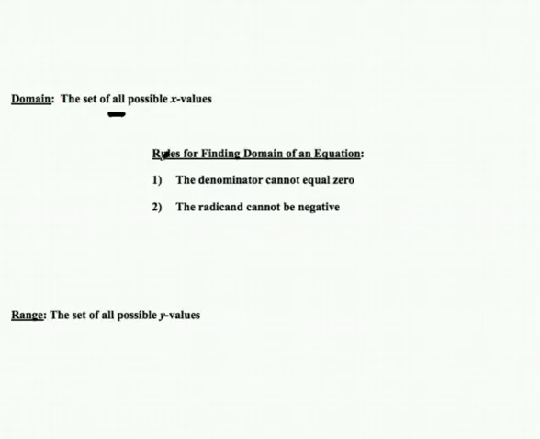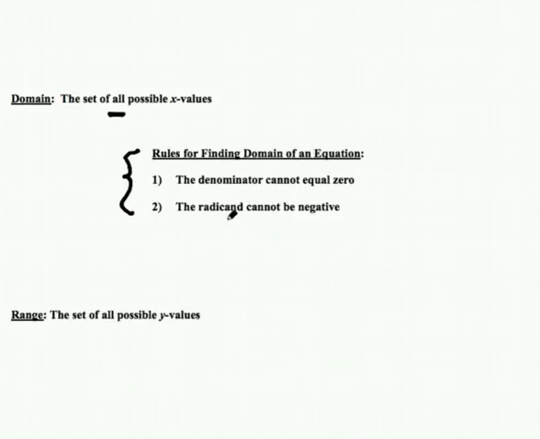And then other times, we're going to be given an equation, and we have two rules. The first rule is that we cannot have 0 in the denominator. If we have 0 in the denominator, we know it makes it undefined, so we have to exclude that value from the domain. The second rule is that the radicand cannot be negative.